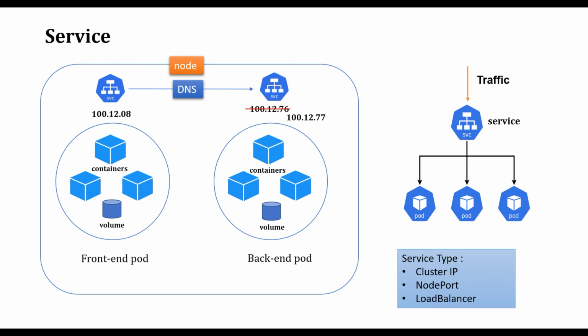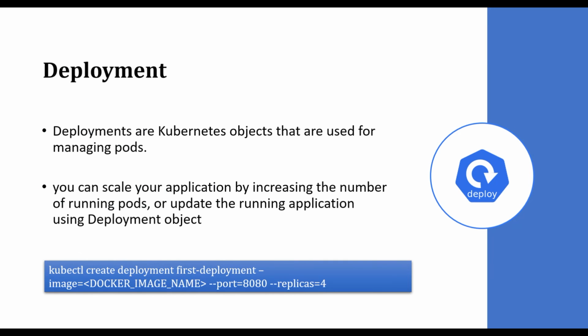Now let's move on to the next component, which is deployment. Deployments are Kubernetes objects that are used for managing pods. You can scale your application by increasing the number of running pods, or you can update the running application using the deployment object. Also, you can configure the number of pods, CPU, memory, everything through this particular deployment object.